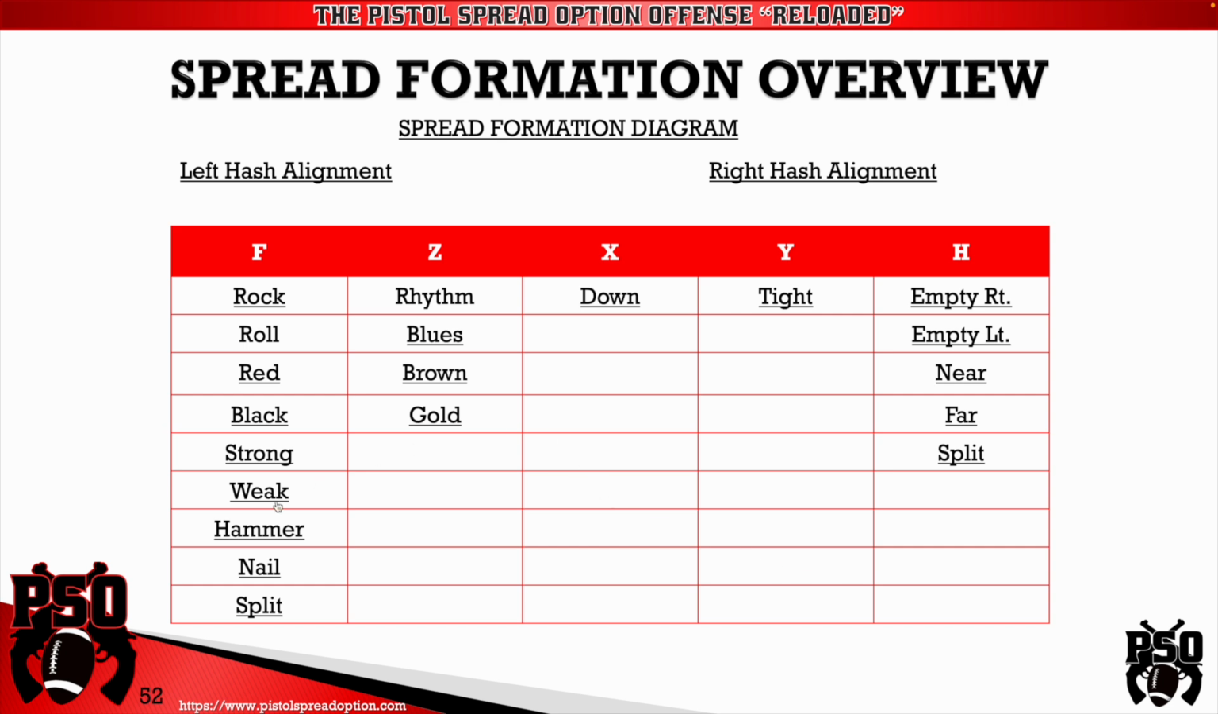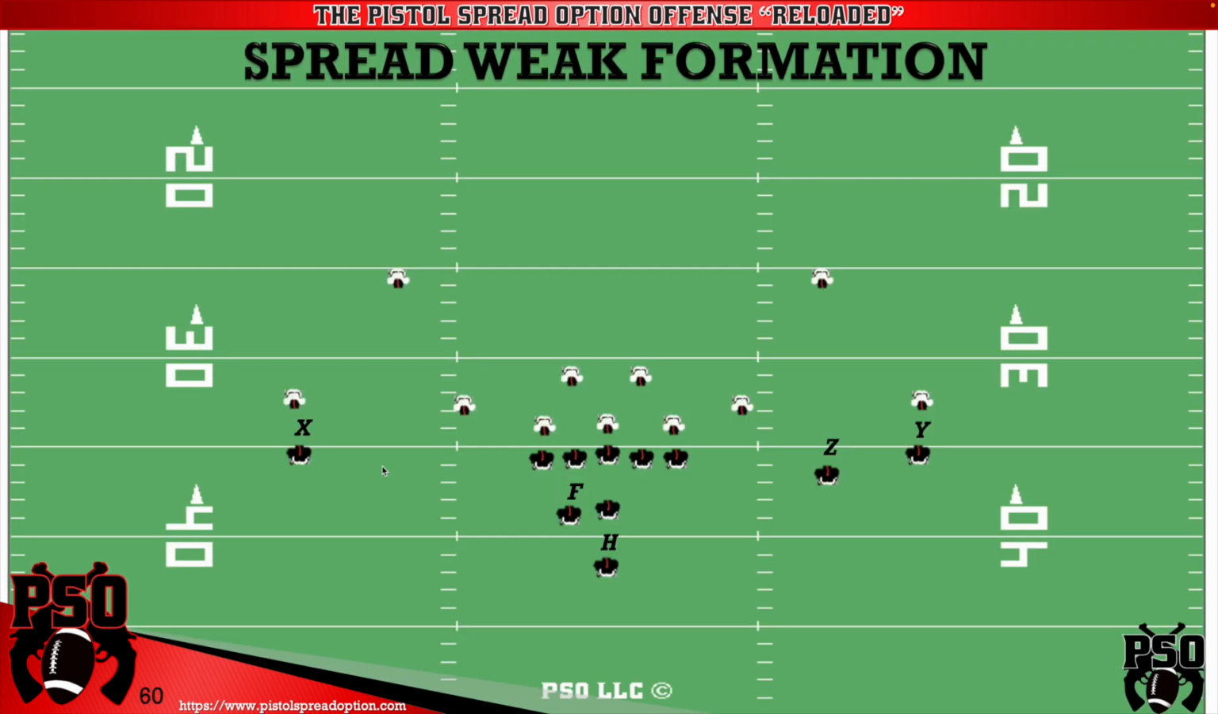Weak works the same way. Weak is to the left. So if I call weak, then the F would go into his weak spot behind the guard and next to the quarterback. Again, a two-back look.